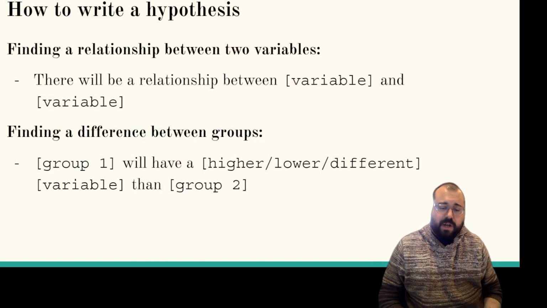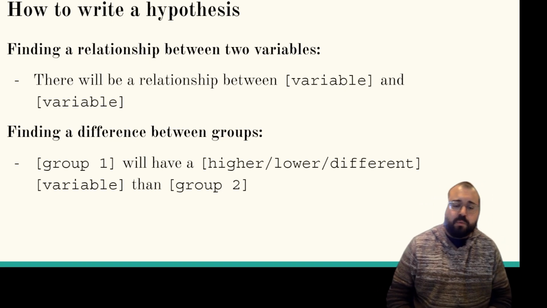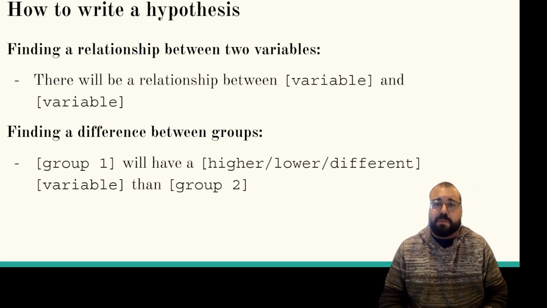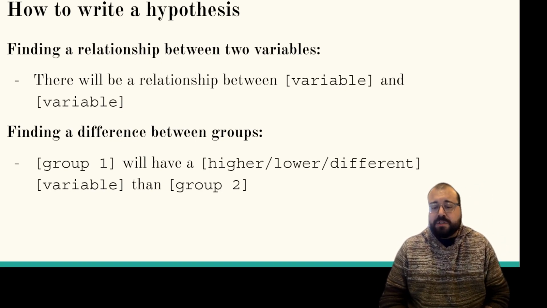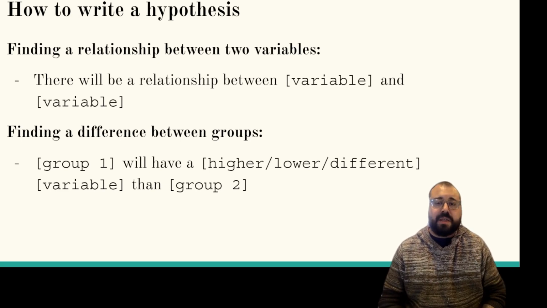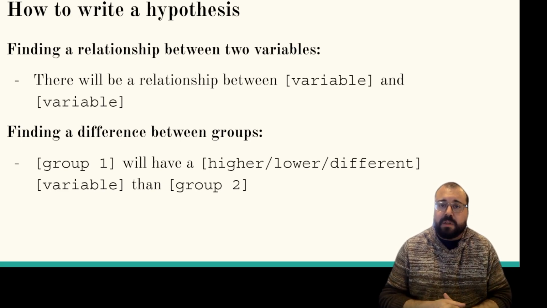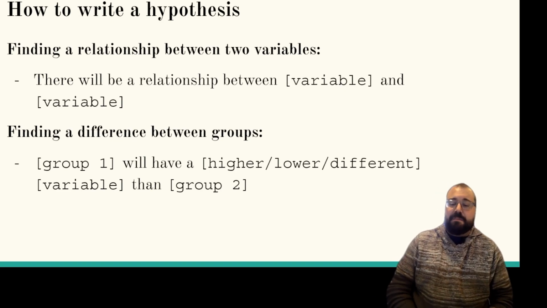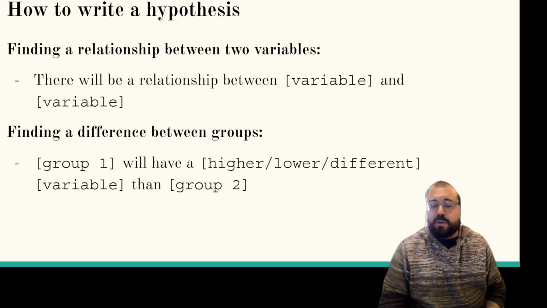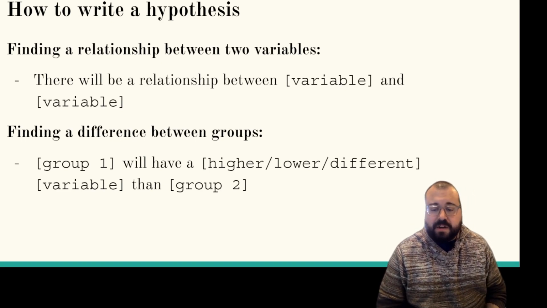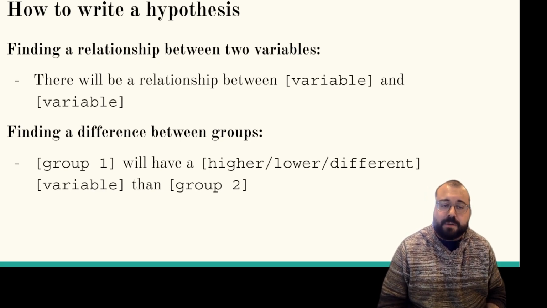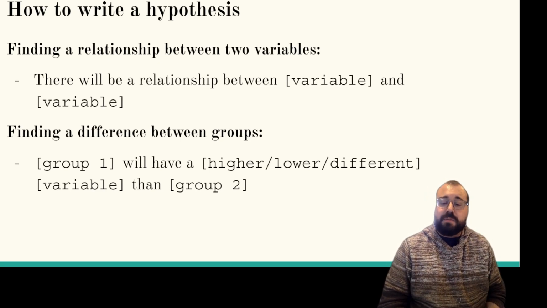First off, we need 2 hypotheses where we're talking about a relationship. To write that, you could use this template that I've given you: there will be a relationship between variable and variable. You could plug in any 2 variables there that you want.